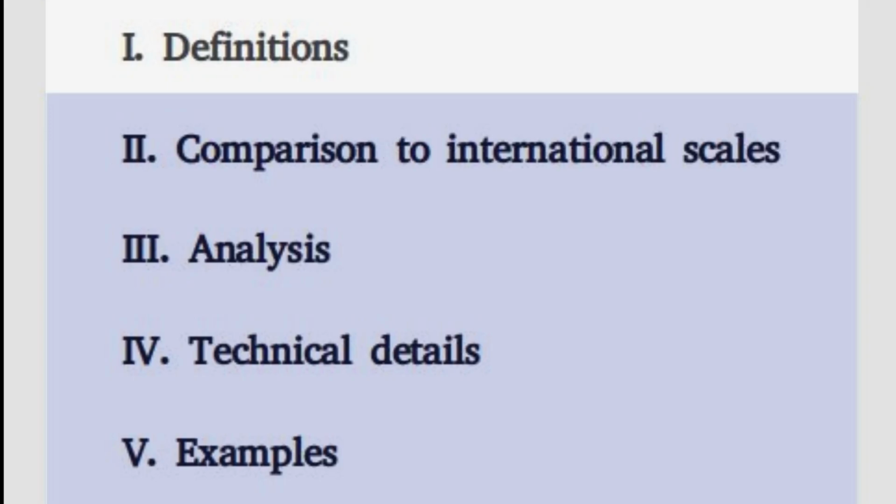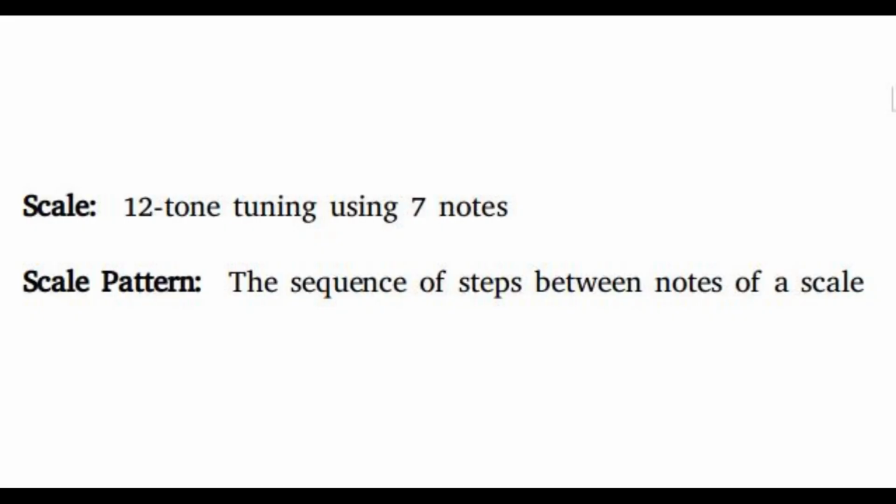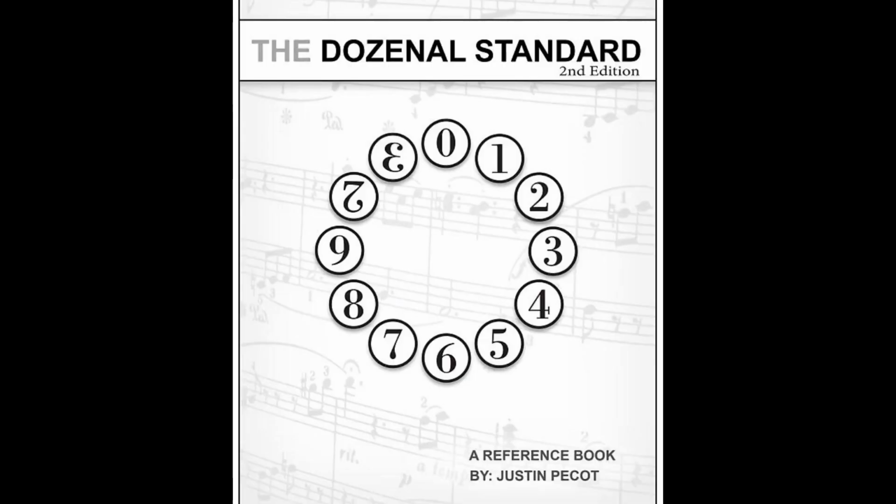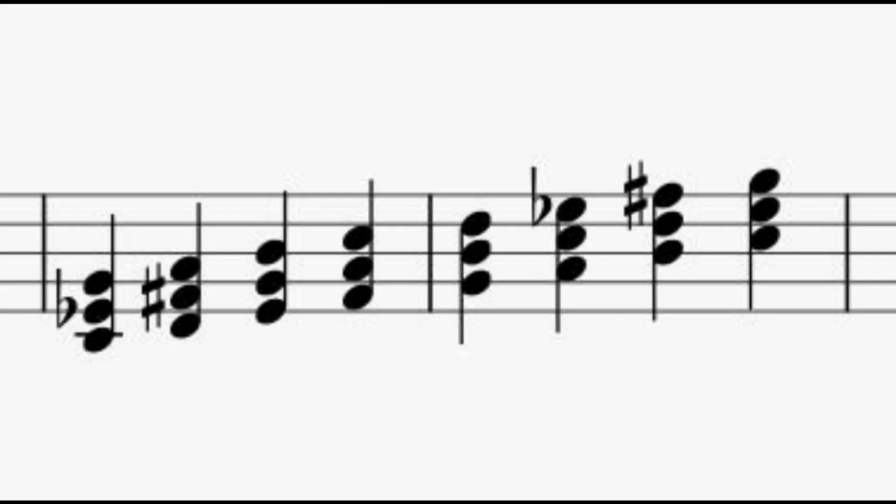First, I need to define what I mean when I say scale. This discussion is limited to 12-tone tunings and 7-note scales, but it could be applied to any tuning and/or number of notes. Justin Peckett has written about the dozenal standard, which is every possible pentatonic scale in the 12-tone tuning system. On his YouTube channel, he has improvised a piece for every one of them. I am using 7 notes because that generally allows for several chords to be created, and I like chord progressions.